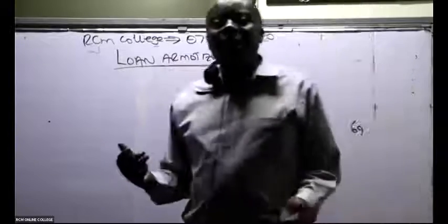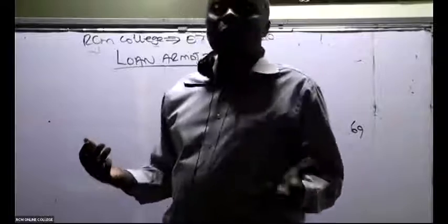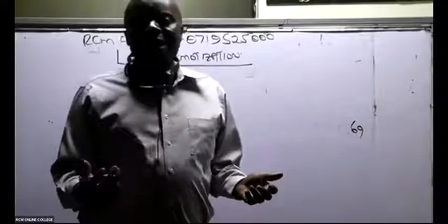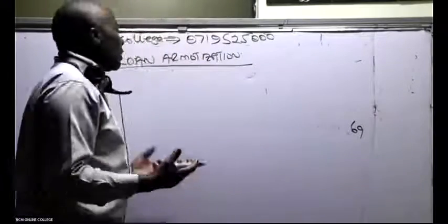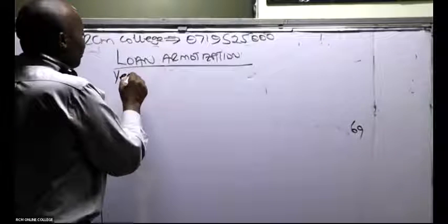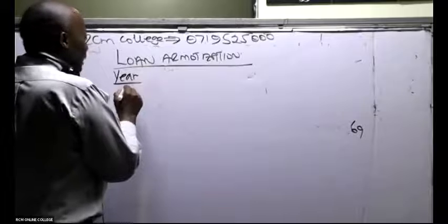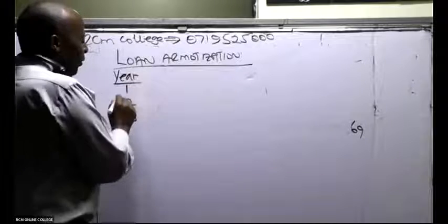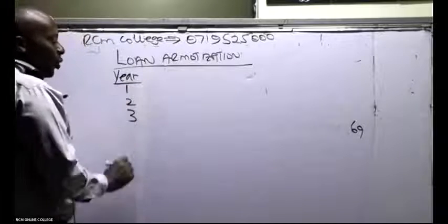And this is the easiest thing ever. You get so many accountants who do not know how to amortize loans. This is the easiest thing ever. So then, ladies and gentlemen, what I will do here is talk about the year. Remember, it is the lease life: 1, 2, 3, like that.